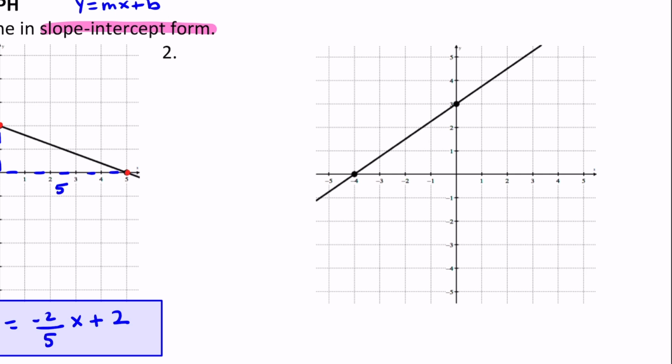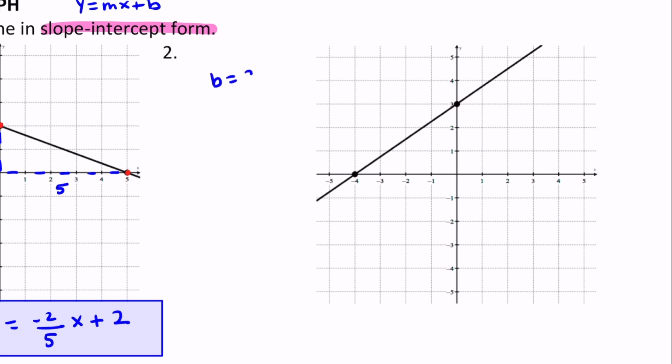Number 2, I have my line. I need to figure out my y-intercept. The y-intercept, once again, is where the line crosses the y-axis. It crosses at (0, 3). So b is going to be 3.